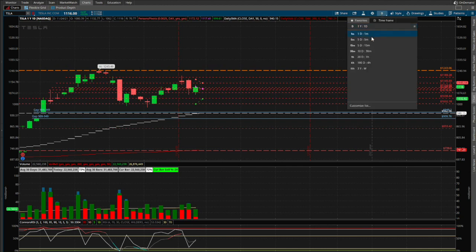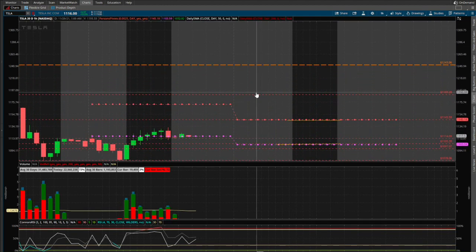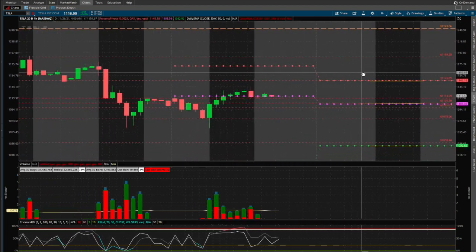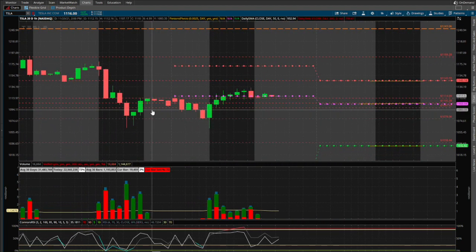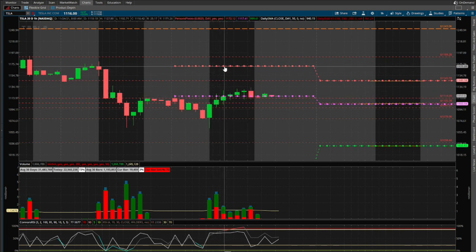Let's take a look at the hourly chart here. So on Wednesday, the day before Thanksgiving, like I said, Tesla gapped down, moved down really fast in the morning, and then started spiking back up. It surpassed the pivot point of $1,117, but it never made it back all the way up to the upper pivot point for that day.